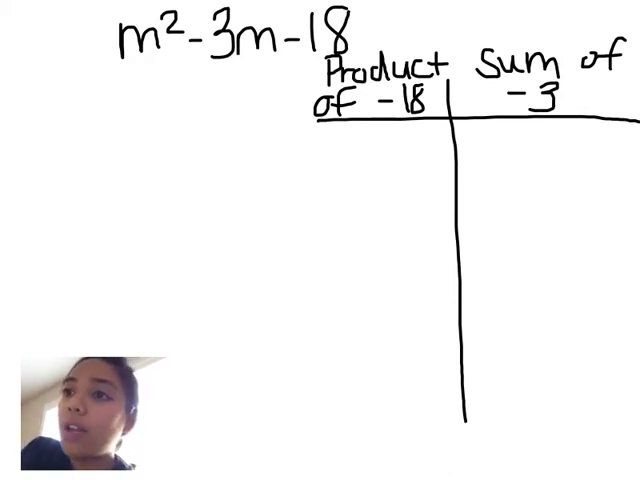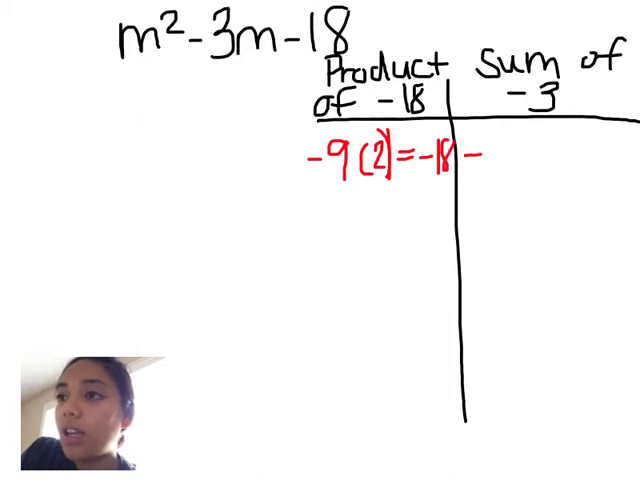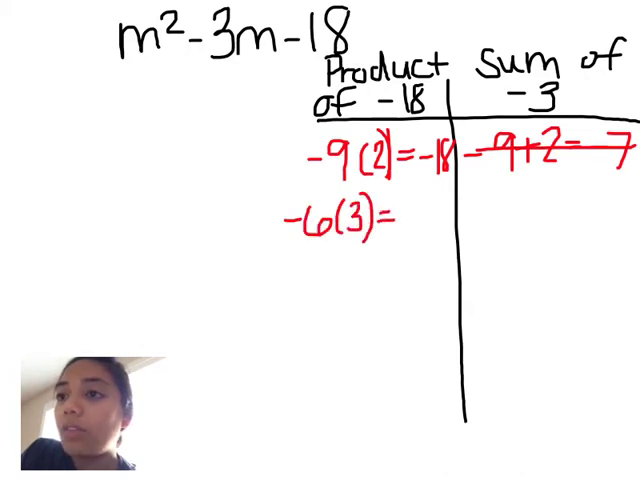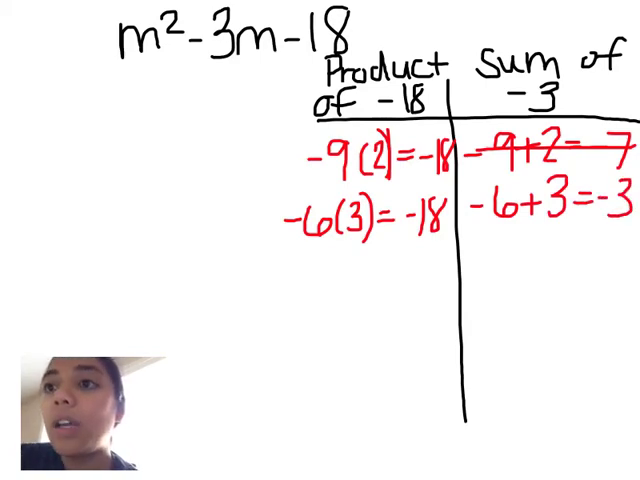So I have to think of two numbers that multiply to negative 18. If I'm getting a negative number, that means I'm multiplying a positive and a negative. So let's do negative 9 times 2. Negative 9 times 2 equals negative 18. Negative 9 plus 2 gives me negative 7. So that doesn't work. What about negative 6 times positive 3? Negative 6 times 3 gives me negative 18, and negative 6 plus 3 gives me negative 3. So that means I found my two numbers.